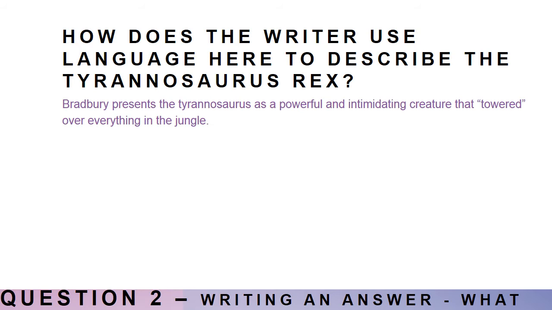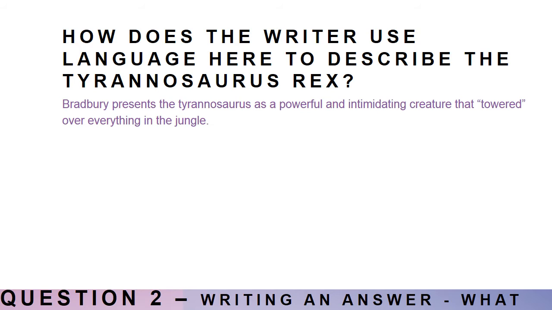jungle. So I've used my own words, powerful and intimidating, but I've supported that with evidence from the text, that word towered that I picked out when I was looking at words and phrases. And I've embedded that into my sentence. So rather than saying we see this in the quotation, I've used that word as part of my own sentence, so that when we read it out loud, we can't actually hear the quotation. It feels like a whole sentence. So I've got my what.